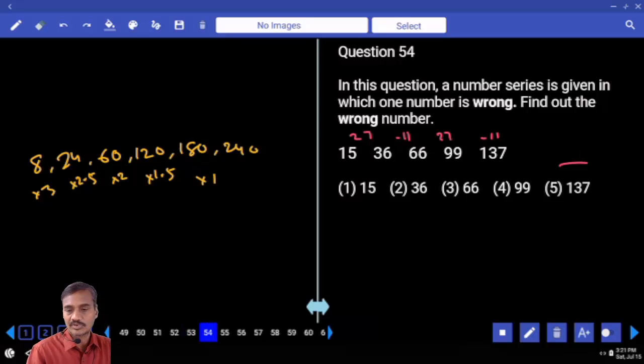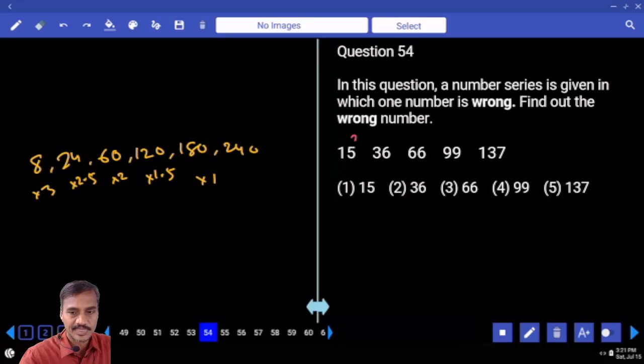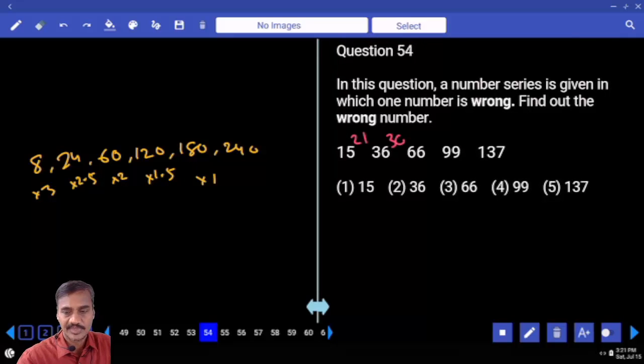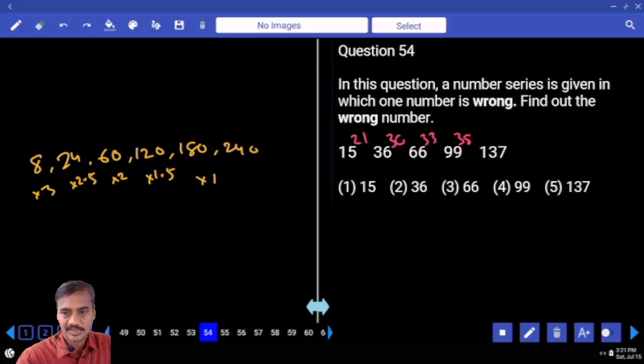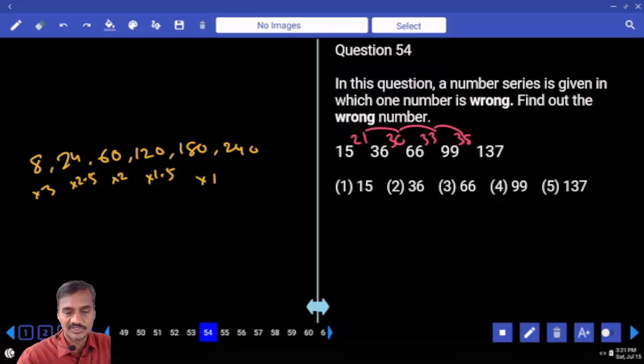Then 54. Now in this 54, 15, 36. What shall we do? Now again the difference between the numbers. Now 15 and 36, the difference is so much? 21. And the next difference is so much? 13. And 66 and 99, 33. Next difference is so much? 38. Now here this is 5, 3. Next, what should come? 5, 3, 1.